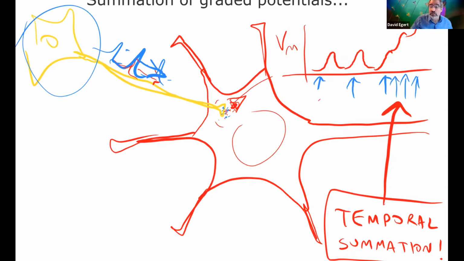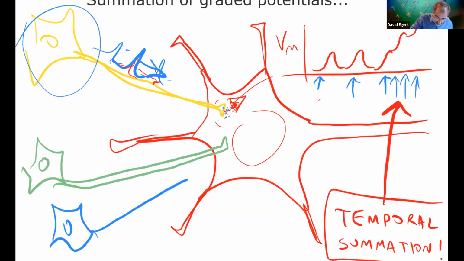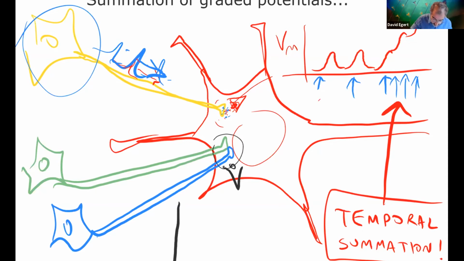Another kind of summation that we have is called spatial summation. So let's say I have one neuron talking here. Let's give the other one, we'll make it blue. It has a synapse that's nearby. And in this case, let me give myself some room. So I'm going to be looking at the membrane potential right here. I'm looking at the membrane potential right around where these synapses are happening.